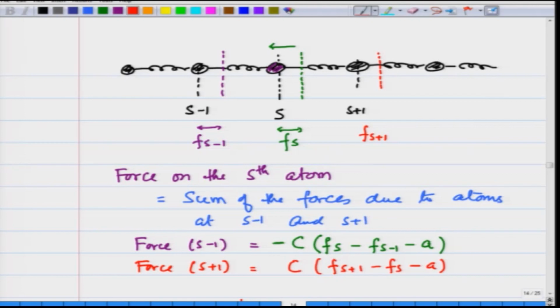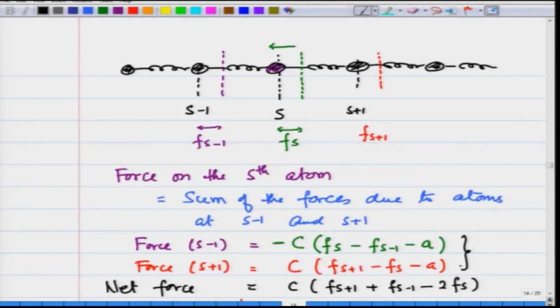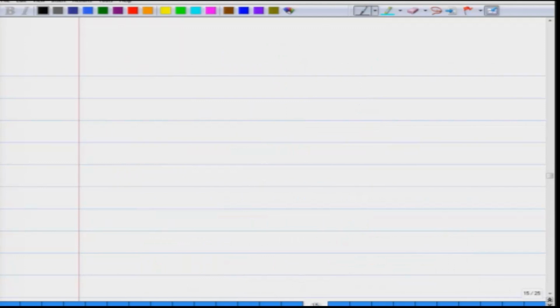Now, let us add the two and see what the net force is. So, net force will be the sum of these two, and what do you get? You get c times f_{s+1} plus f_{s-1} minus 2 f_s. Net force is the sum of these two. I have added these two, and this is the force we get. So, let us see what we have got.